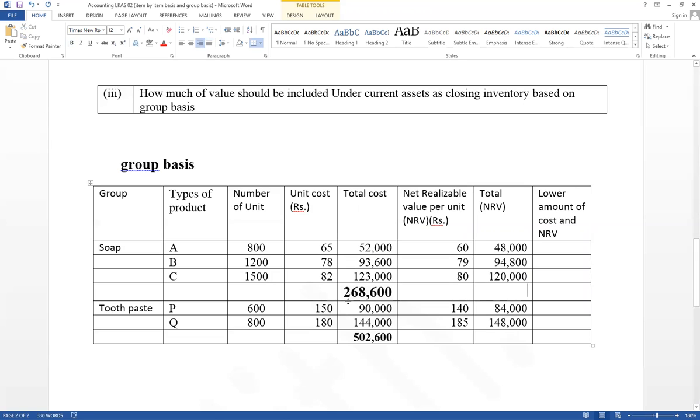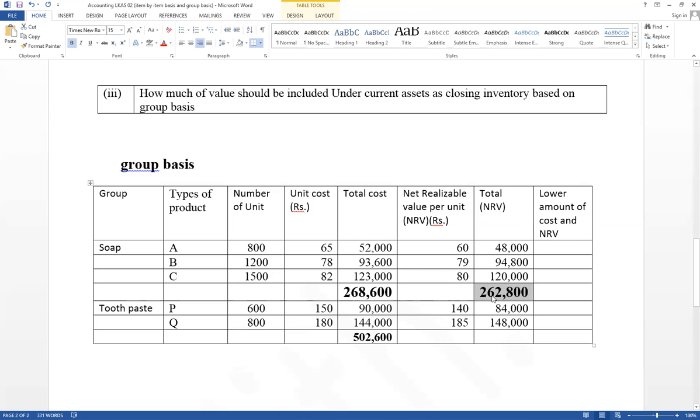As well as that, you have to calculate the total NRV amount. Quantity into unit NRV gives the total NRV. Take the total values: 48,000 plus 94,800 plus 120,000. Therefore, the total NRV is 262,800. This is the total NRV for the soap group.